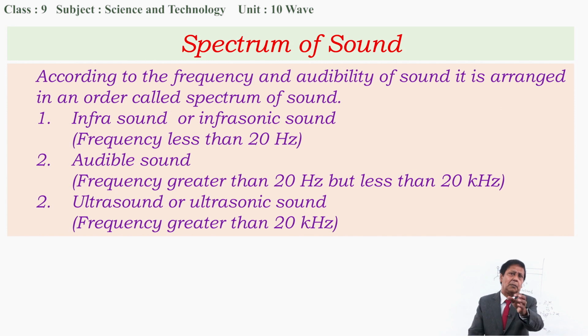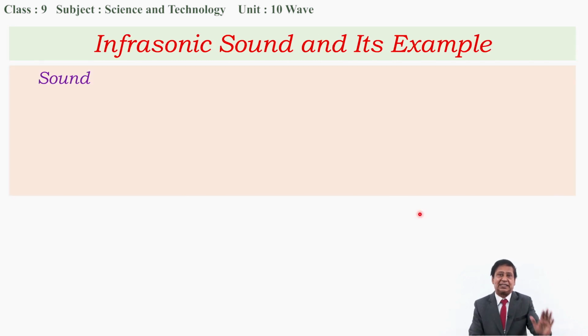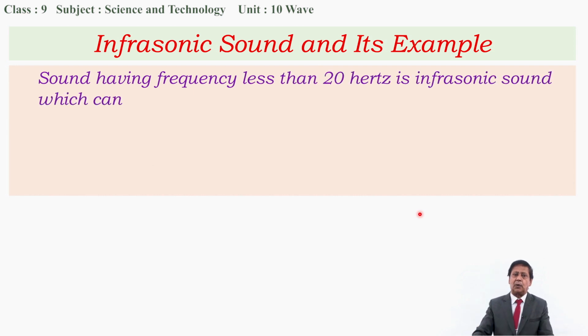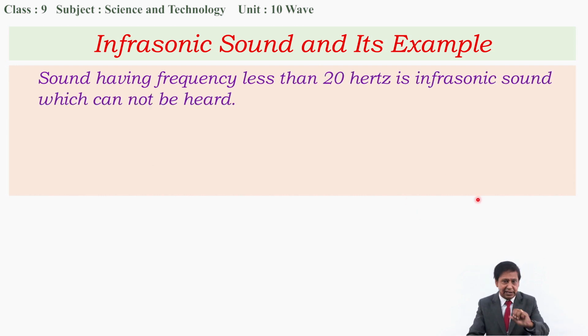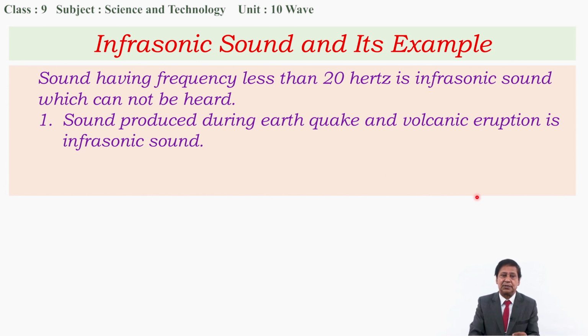Now I want to tell you about each of them a little. Infrasonic sound and its example. Sound having frequency less than 20 Hz is infrasonic sound. Just before this I told you about this. Sound produced during earthquakes and volcanic eruptions is infrasonic sound. When an earthquake comes, the surface of the earth begins to shake, and this shaking may be horizontal, sometimes vertical, sometimes circular also.